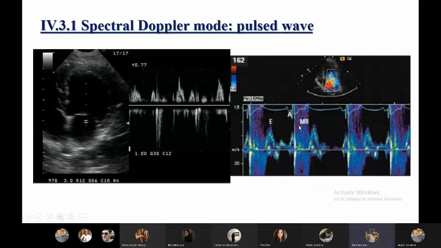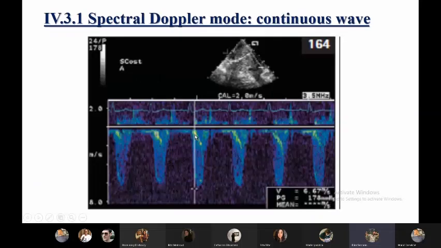The second image is an example of aliasing. The waveforms have no peak nor trough. This usually indicates that the blood velocity is high and cannot be read by pulsed wave Doppler. Transitioning to continuous wave Doppler will solve this issue. This is continuous wave Doppler. It allows for the measurement of high velocity blood flow and does not result in aliasing.